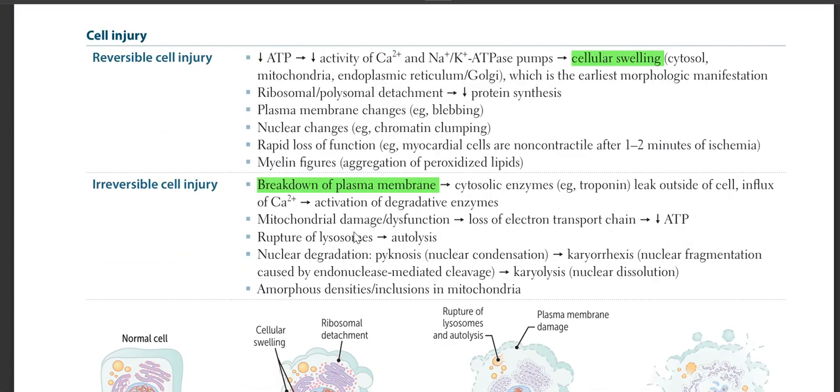Because there is so much increased pressure and fluid building up, the ribosomes separate from the ER. Additionally, the chromatin will clump. So many changes, all because there is swelling of the cell. Is blebbing only in reversible or in both? Only in reversible. In irreversible changes, something completely different happens.